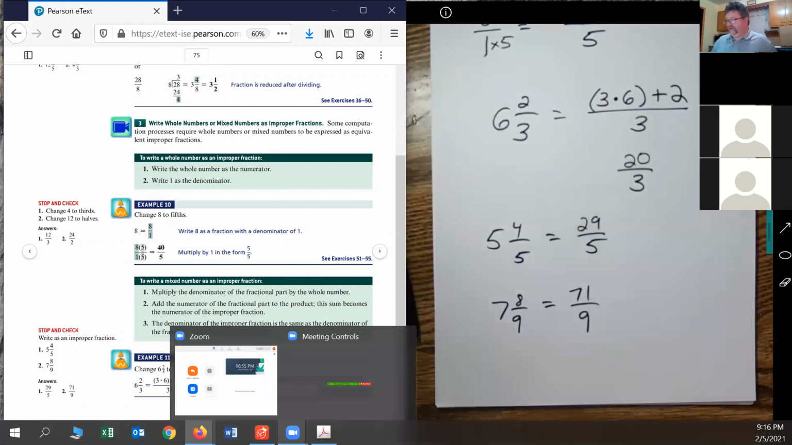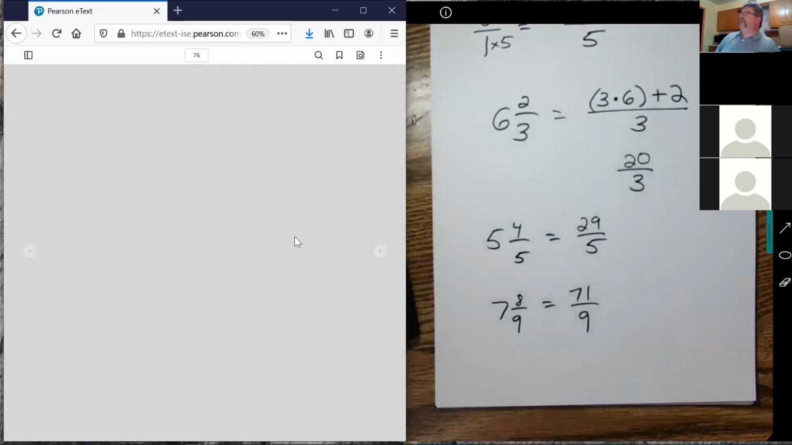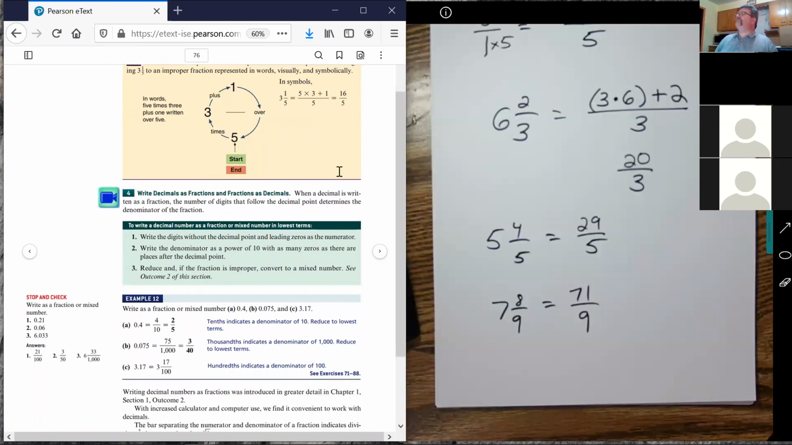Okay, everybody okay with these? So the top of the next page shows a little graphic, if you will, on how to do that. We've just done a few. Denominator times the whole number plus the numerator, all back over the same denominator. I don't know if the visual is helpful or not, but if it is, there you go.